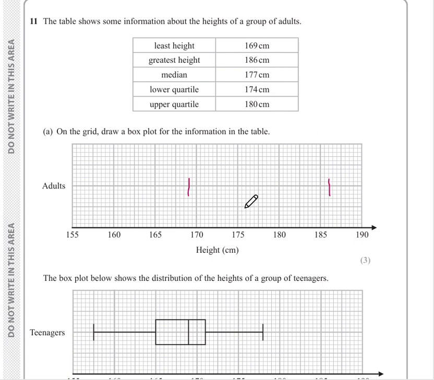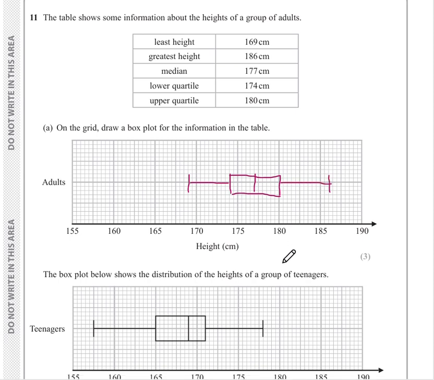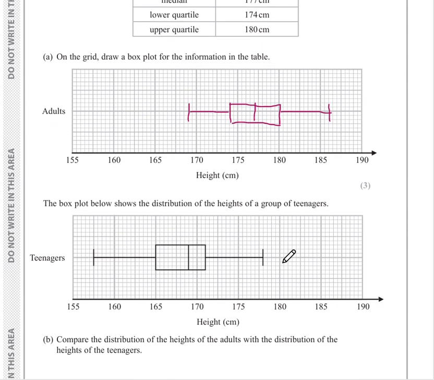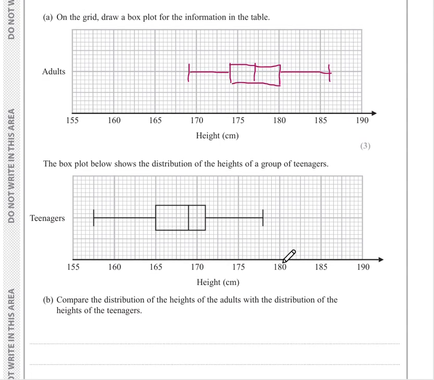Median 177, so 177, so 174. And 180. Okay, and then I join these central 3 into a box, and then I've got my 2 whiskers on the outside. So now I've got my information in the box plot.